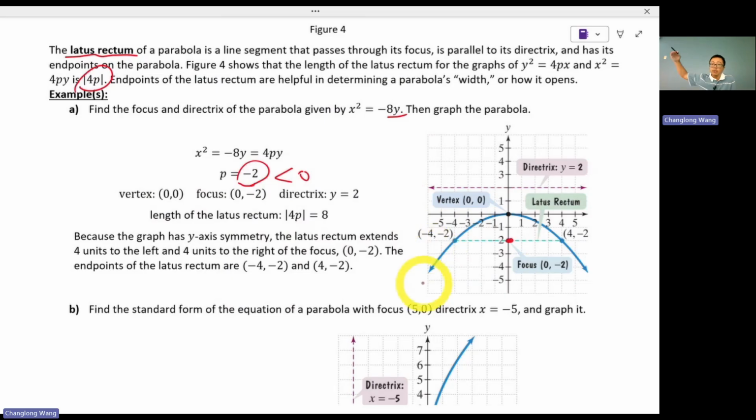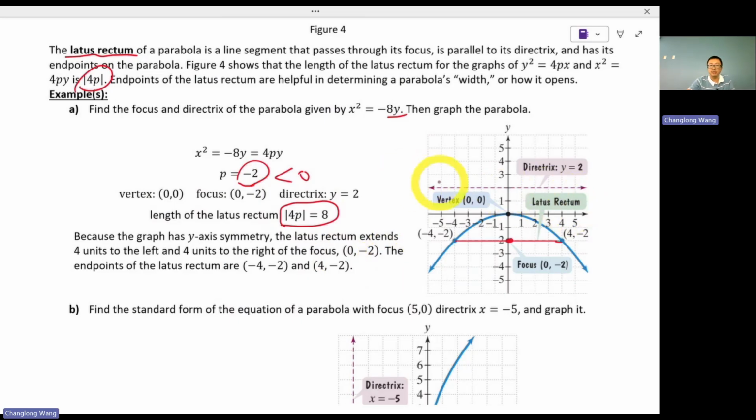And the directrix is going to be the line on the opposite side of the focus, so we place it at y = +2. Now, if you want to know how wide that parabola opens, the length of that segment, which is known as the latus rectum, measures 8 units, because again, it's 4p. But p is negative, so you take the absolute value.